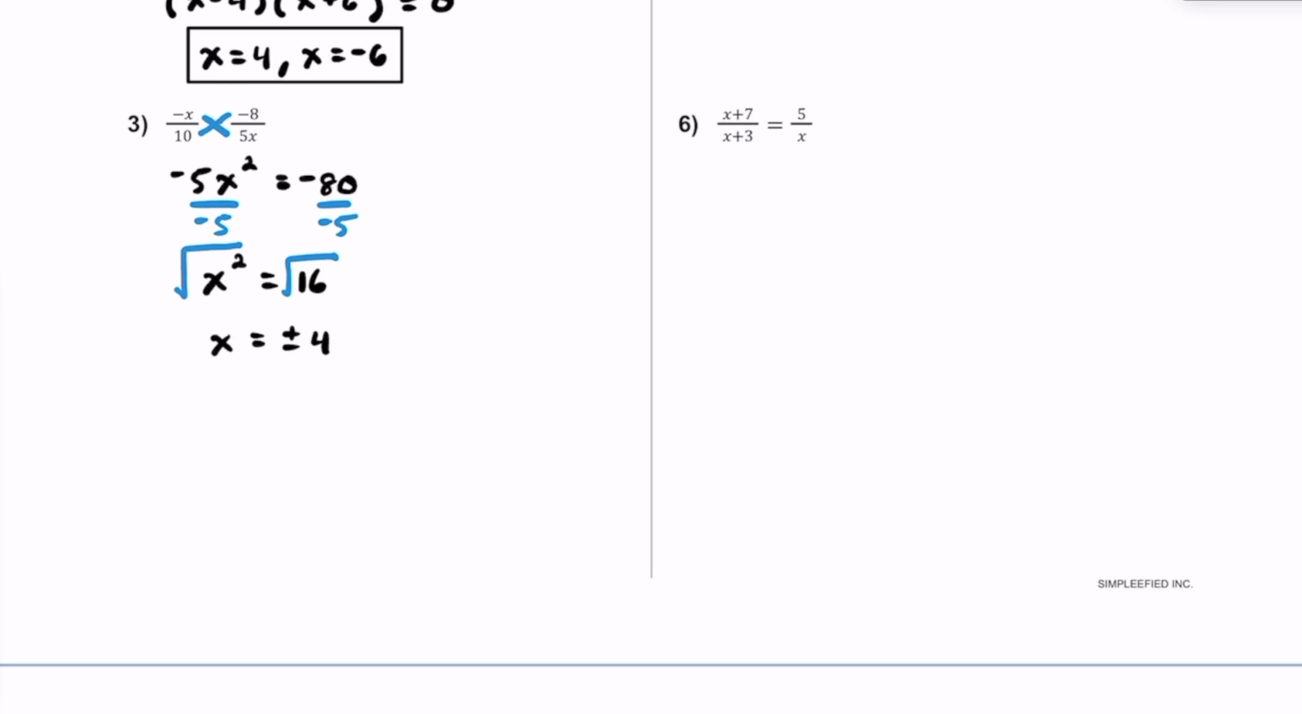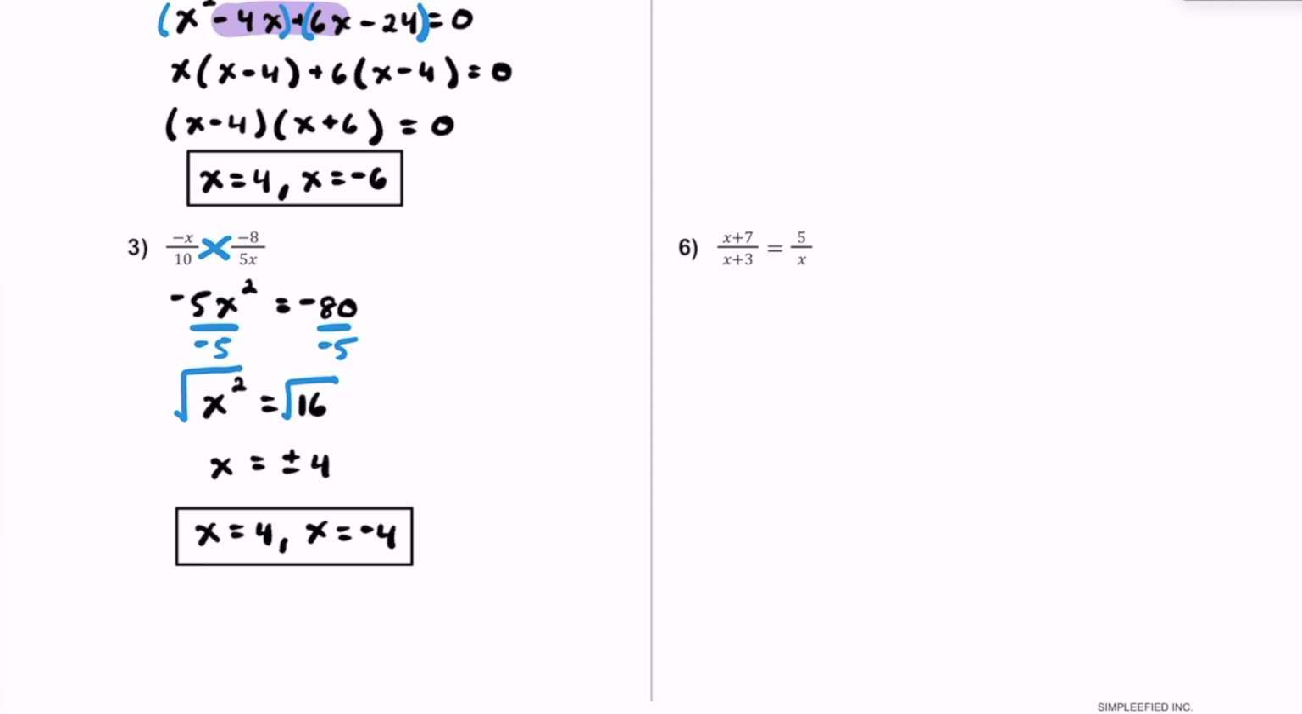You can leave it like that, or you can say x is equal to positive 4 and x is equal to negative 4. So if you see a problem like this, you can just solve by square roots. All right, cool. Let's try another one.